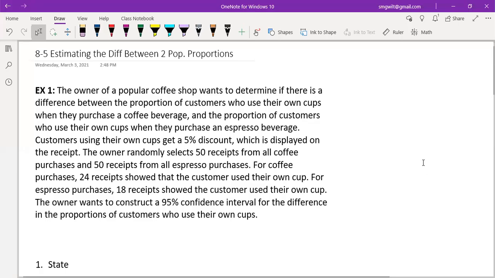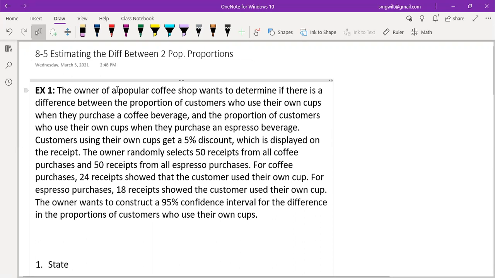In this video, I'm going to go over section 8.5, which is estimating the difference between two population proportions. So it's very similar to 8.4, except that we're going to use a different formula to determine an interval for the confidence interval.